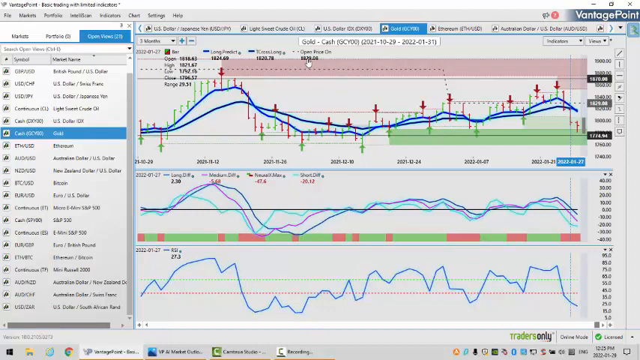Because again, we still have a conflict in the Ukraine. It doesn't mean that gold is down and out just because it's sold off on the dollar strength, but it certainly does look that we have room to extend here to the downside.